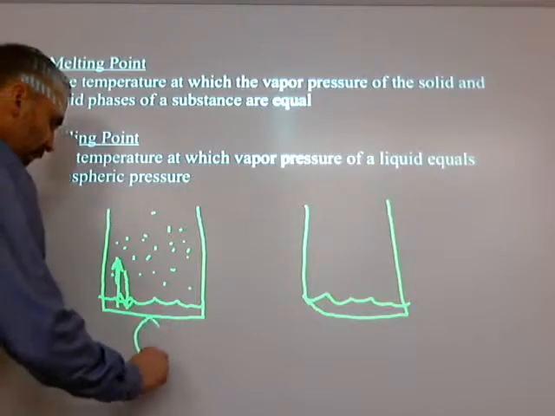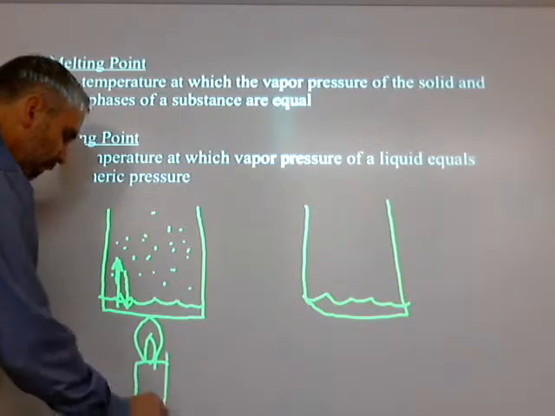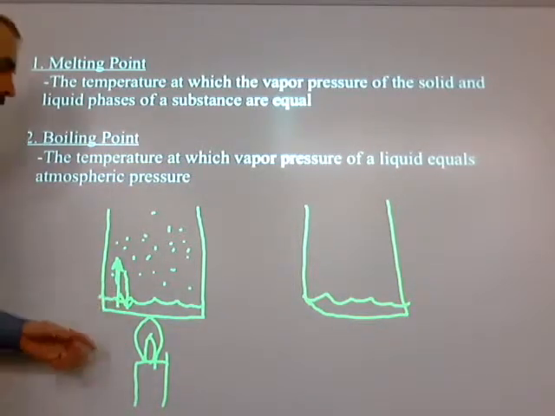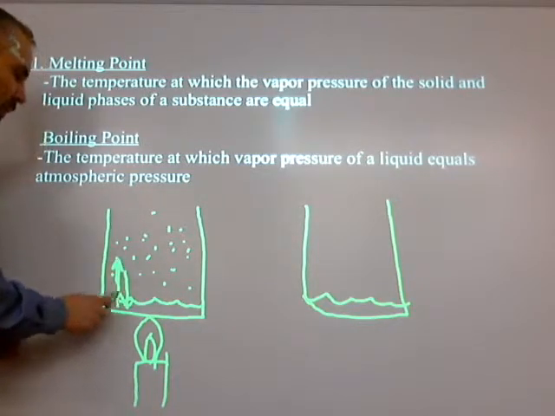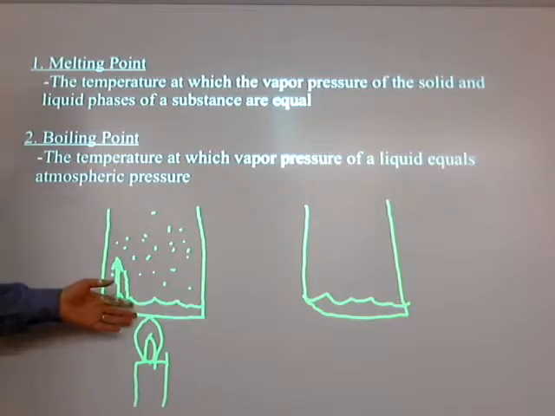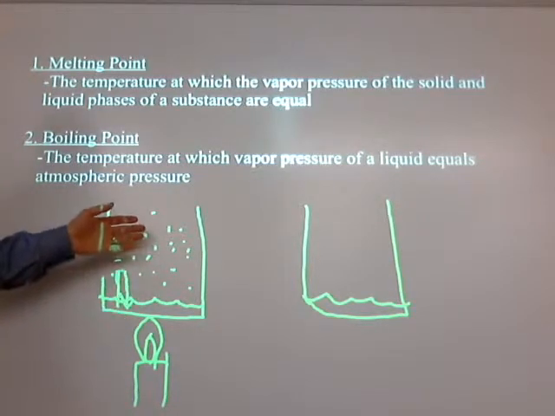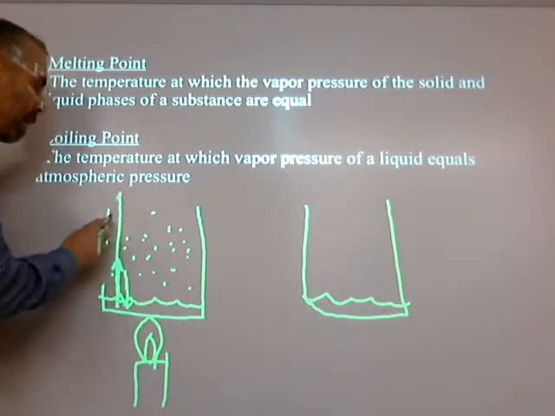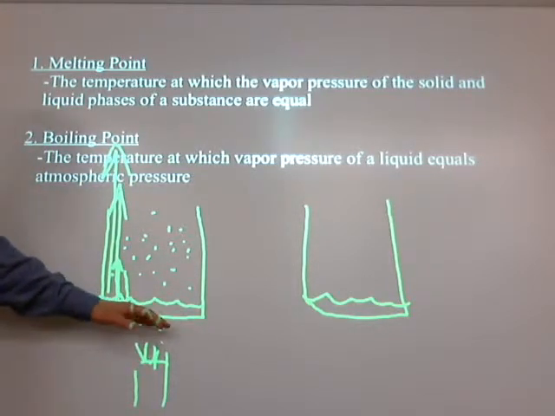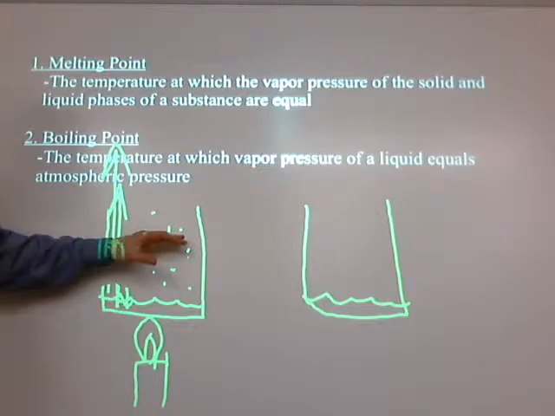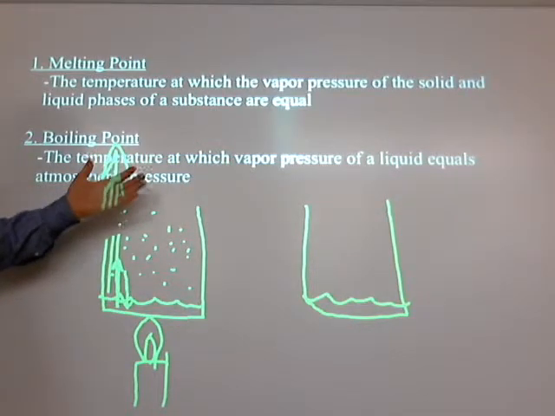So I'll put it on a flame. Here's my burner, candle, whatever. And so right now, the vapor pressure of the liquid is not quite equal to atmospheric pressure. But I'm going to make it evaporate faster and faster, such that I will increase the vapor pressure of the liquid so it becomes the same as the pressure above it. That's normally how you boil something.